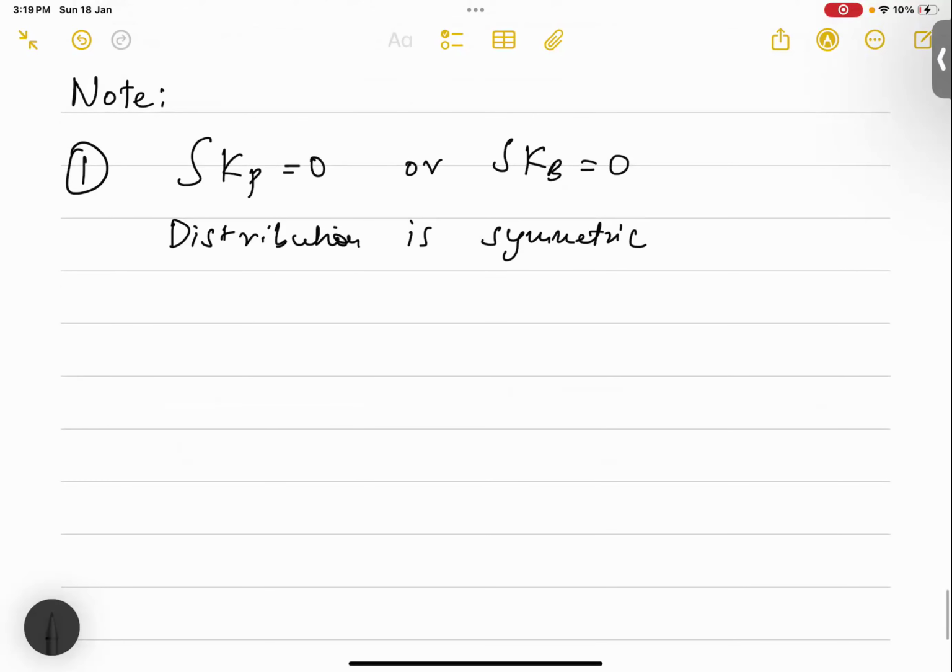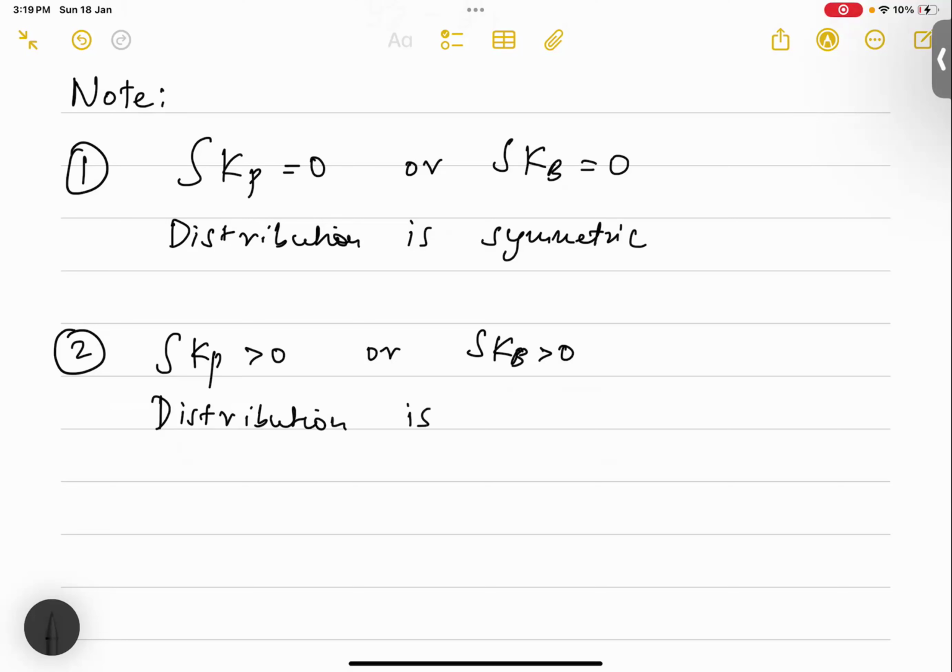Second pointer, SKP greater than 0 or SKB greater than 0. The distribution is positively skewed. I have given you the graph of positively skewed some time back.